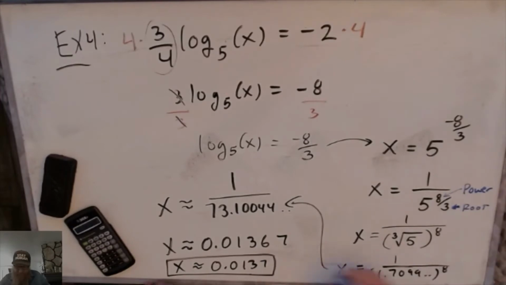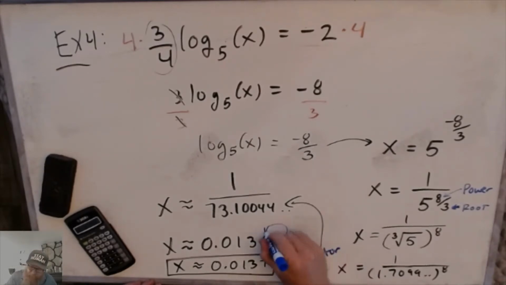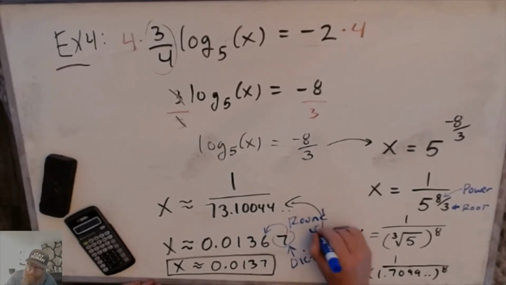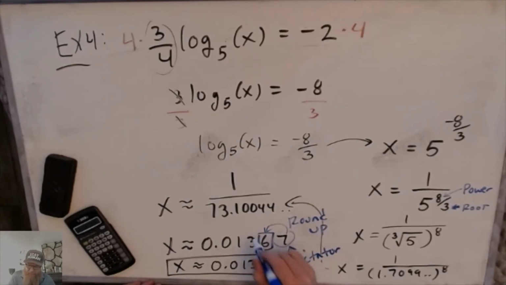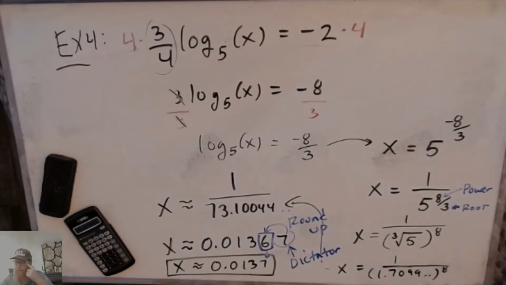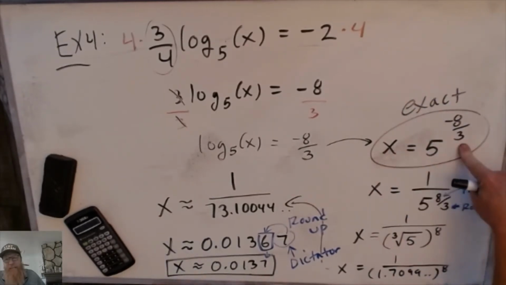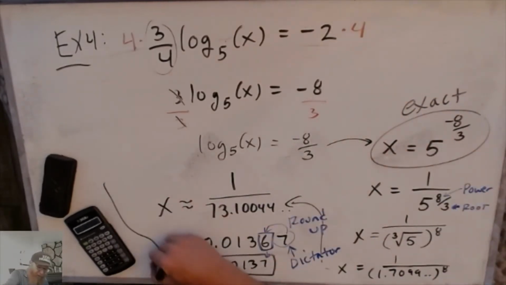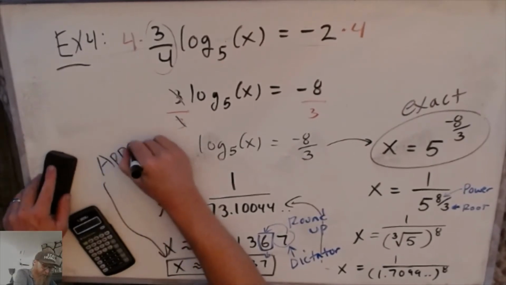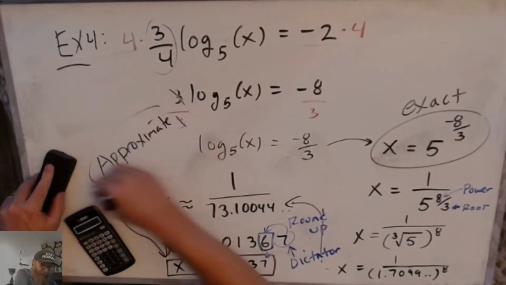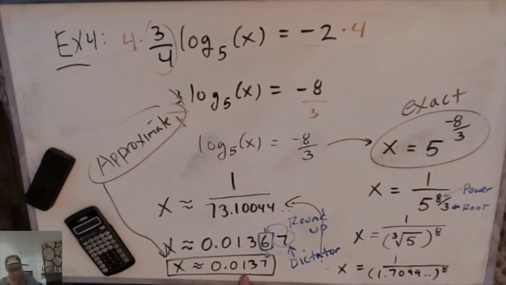So my deciding digit is the 7. 7 is definitely bigger than 5, so I'm going to round up. The 6 is going to round up to a 7. Okay, so my exact solution is 5 to the -8/3. My approximate solution is 0.0137.